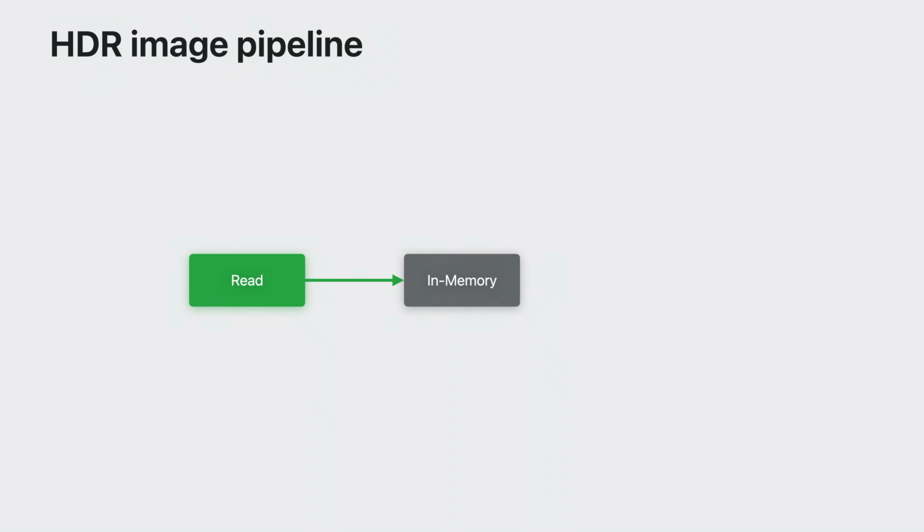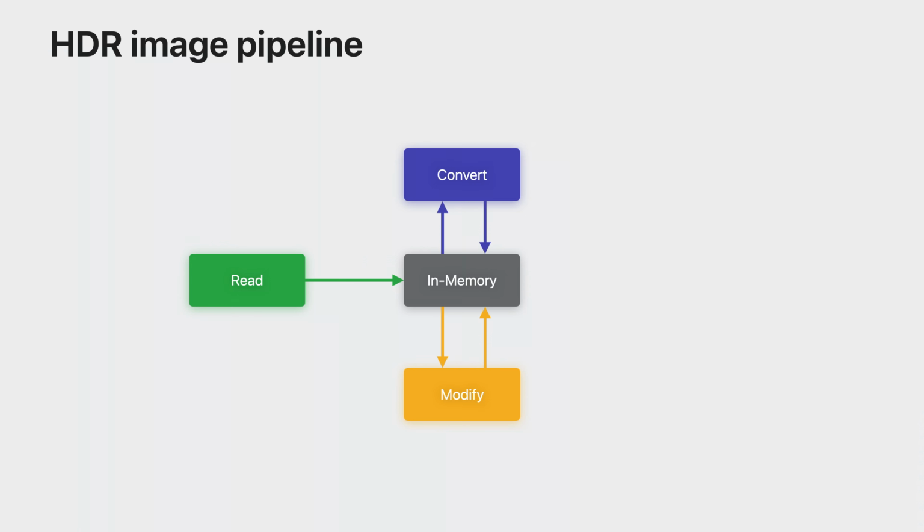Reading ISO HDR or GainMap HDR images from a file or data into memory. Modifying images in memory while retaining HDR content. Converting from one image class to another without losing HDR. And finally, writing an HDR image to an ISO HDR file.